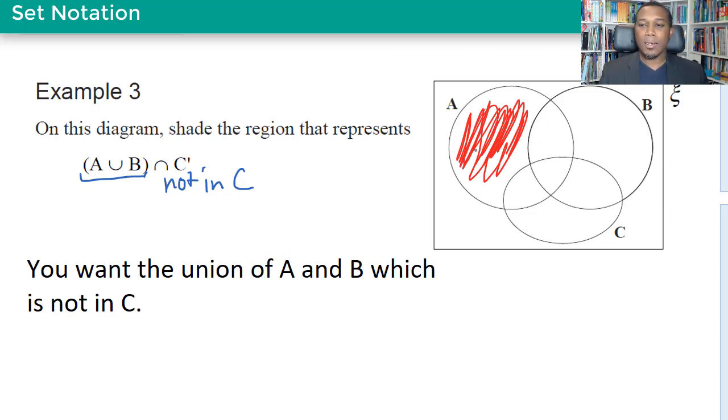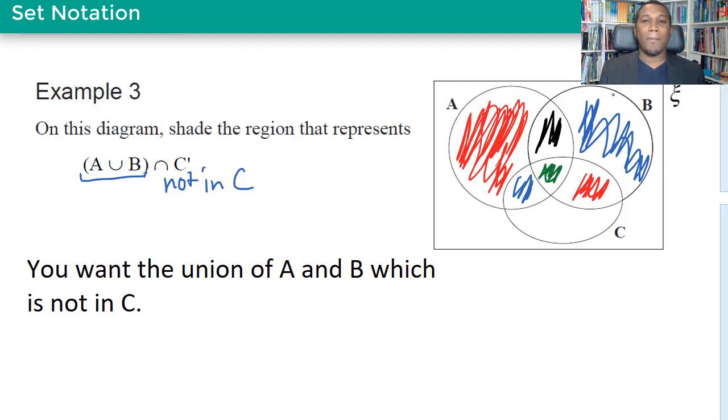A union B in this diagram is actually 1, 2, 3, 4, I'm running out of colors, but we could keep 5, and then 6. That's A union B. In a diagram like this with 3 sets, A union B is made up of 6 different sections, because of the overlap, there's parts of A in C, there's parts of B in C.